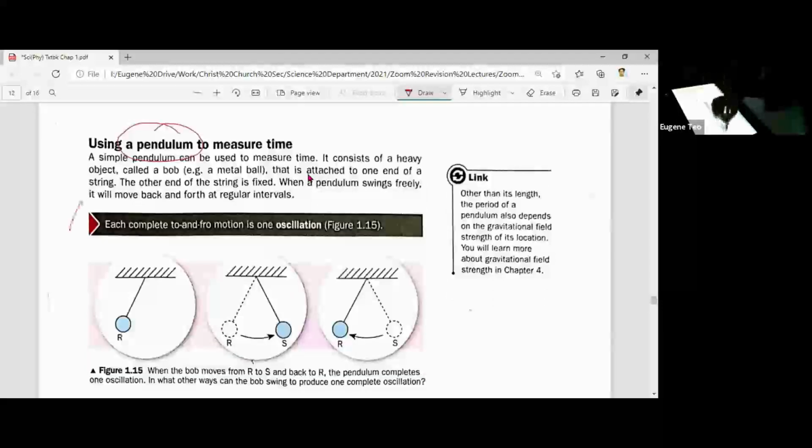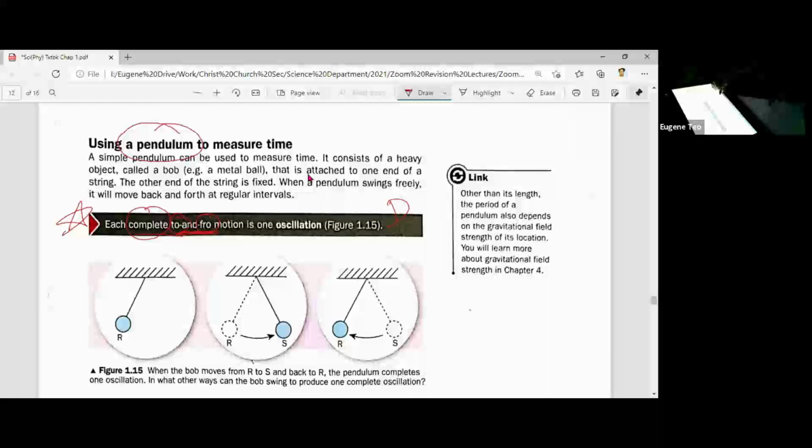First, the definition over here: each complete to and fro motion is one oscillation. If you can see here, if I start at R, the extreme left position, going to S is not one oscillation. Only when it comes back is it one complete oscillation. So an oscillation is a complete to and fro. Go there and come back. Go there and come back. So R goes over to S and comes back. That is one complete oscillation.